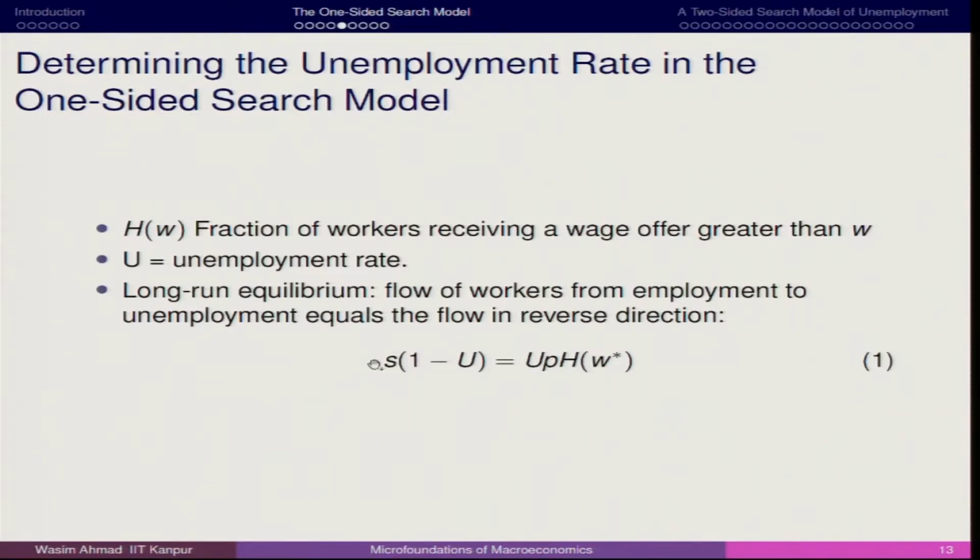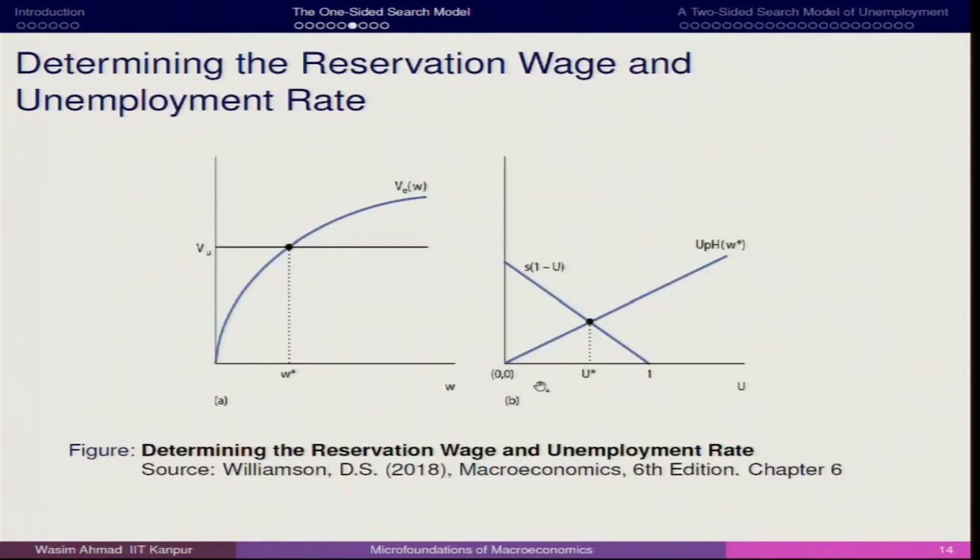What we see here is that the people who are moving from employment to unemployment are represented by s into 1 minus u. The people who are moving from unemployed to employed are represented by this. By chart, the equilibrium looks like this, and on the x axis we are measuring not the wage rate but the unemployment, so it is deciding the unemployment in the economy here.